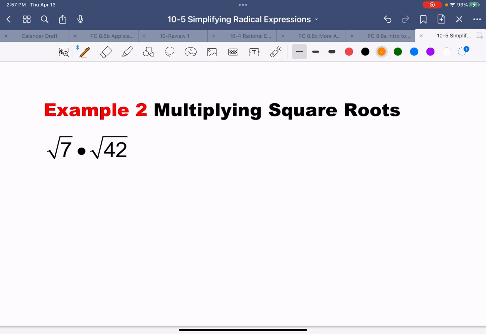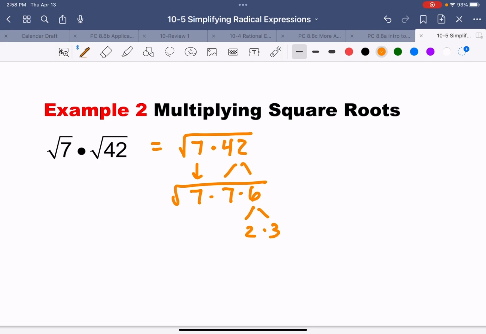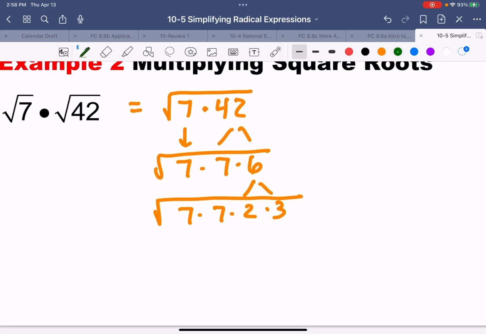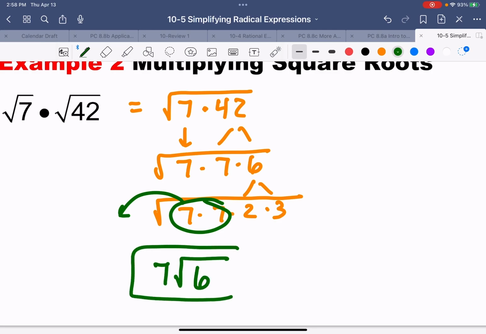42 will break down into 7 times 6. Or let me back up. I could actually, this might make more sense, combine the 7 times 42 together like that. You're just going backwards of the product property. 42 breaks down into 7 times 6. Bringing that other 7 down. 6 breaks down 2 times 3. And we know we're done when we have all prime numbers. We have 1 pair of 7s that comes out, leaving me with root 6 underneath.